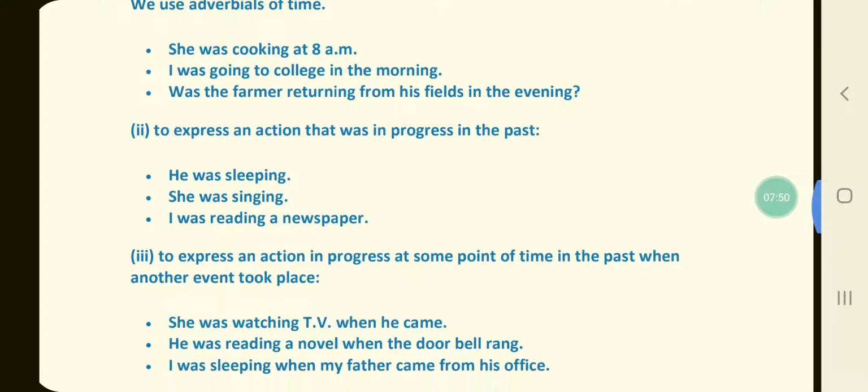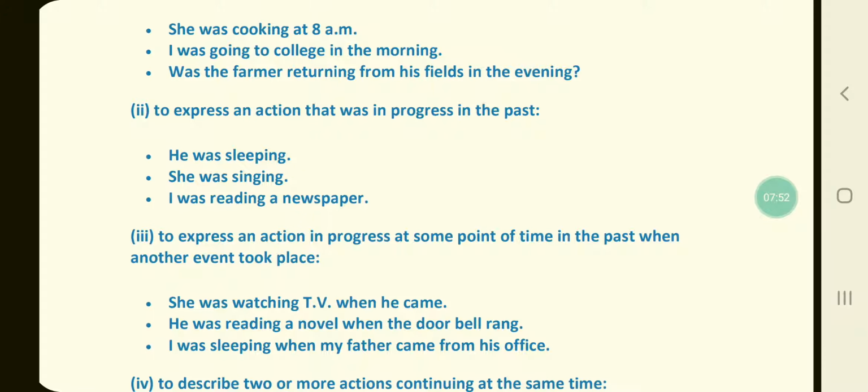Now children, second point, to express an action that was in progress in the past. For example, he was sleeping. I was reading a newspaper. So these were the actions that were in progress in the past time.